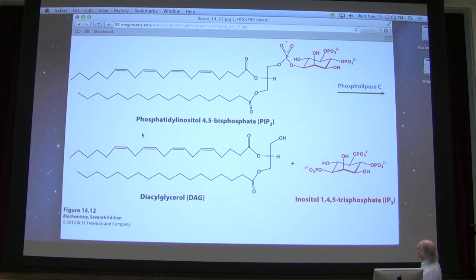What the enzyme is doing is it's breaking the bond between the phosphate and this component over here. This component over here is known as diacylglycerol after that bond is broken. So this is called DAG, D-A-G. Diacylglycerol. And the piece that's released is called IP3.